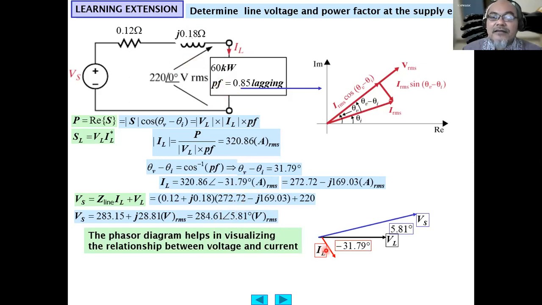Well, the current IL has the phase angle of minus 31.79 degrees, so lagging towards VL. So the difference of the phase angles between VS and IL is 5.81 plus 31.79 degrees, or 37.6 degrees. So the power factor equals cosine of 37.6 degrees, or 0.972, lagging, which means the current is lagging the voltage.